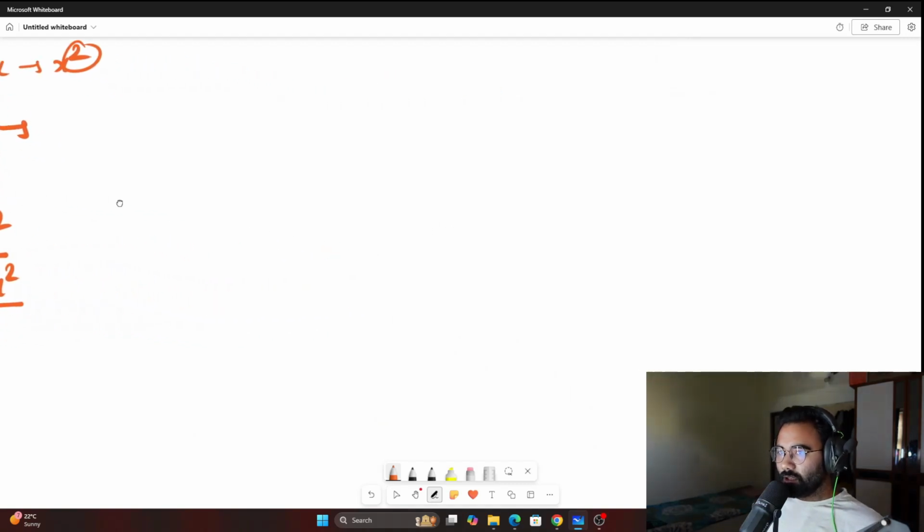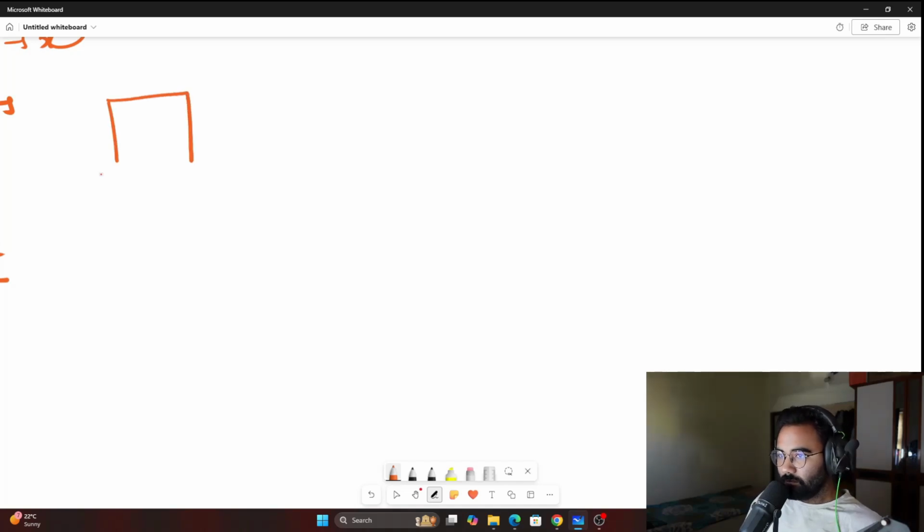Let us just dive straight into the formula. Okay, we'll look at, let's say this is a square. All right, now in the previous videos we have obviously established that in the square all sides are equal. Okay, so if this is, let's say, 2 meter, this is 2 meter, this is 2 meter, and this is 2 meter.